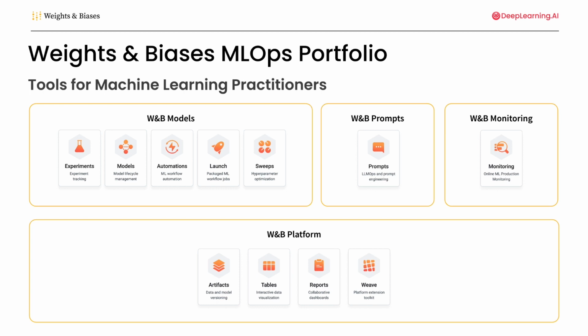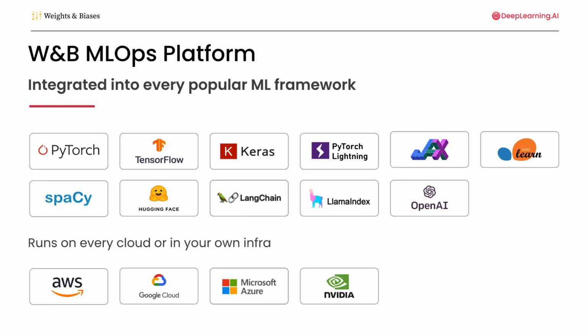Throughout the course, you'll learn about a range of debugging and evaluation tools, including experiments to track your machine learning experiments, artifacts to version and store datasets and models, tables to visualize and examine predictions made by your models, reports to collaborate and share experimental results, and the model registry to manage the life cycle of your models. Finally, prompts for evaluating large language model generation. These tools can work with a wide range of frameworks and computing platforms, including Python, TensorFlow, or PyTorch.